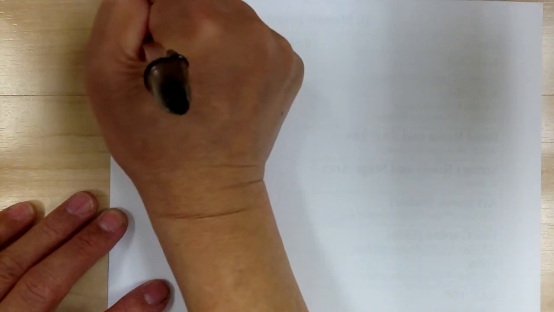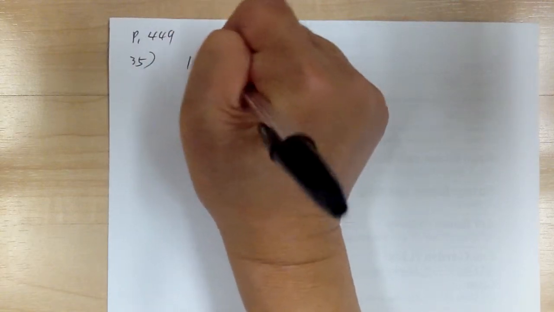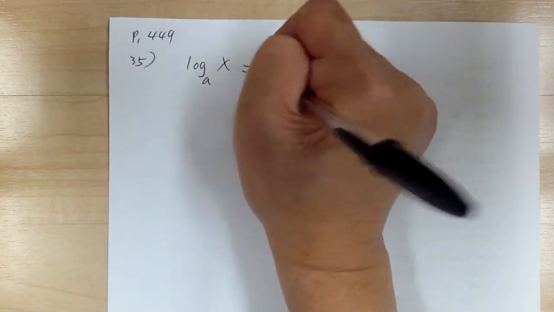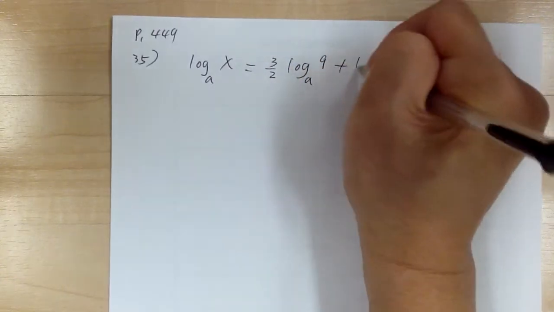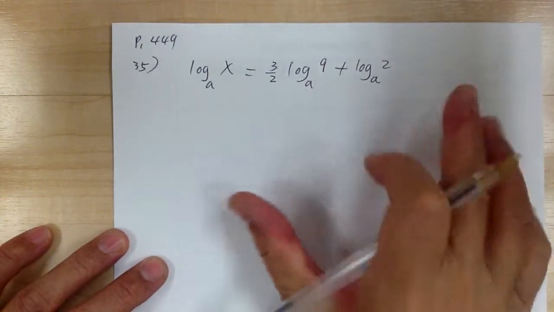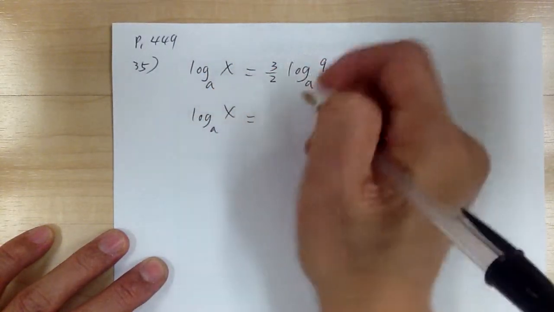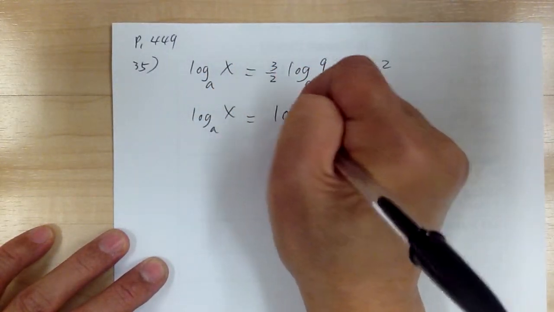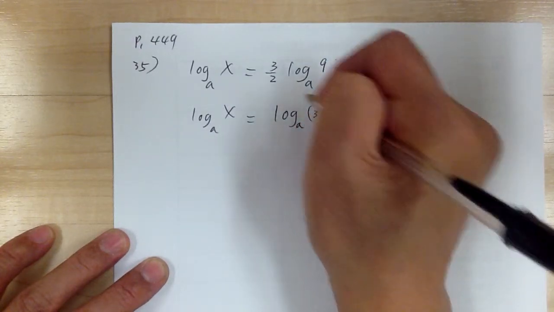Okay, let's go to 35. So you have log x base a equal to 3 over 2 log 9 base a plus log 2 base a. So what you want to do is move things around and do the matching. So you've got log x base a equal to, bring this to the inside. So I'm going to make the 9 equal to 3 squared.